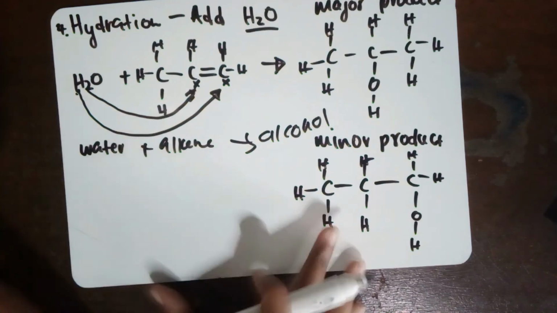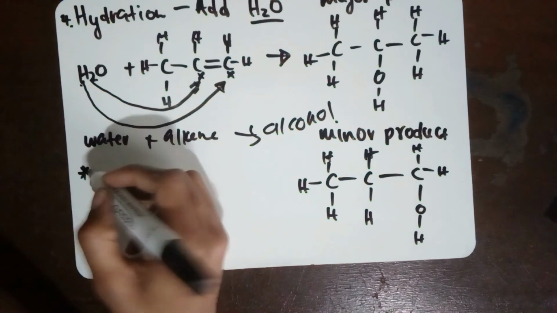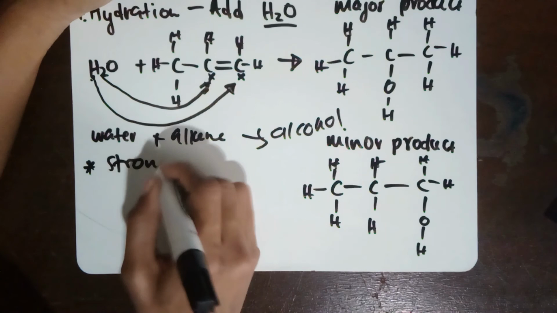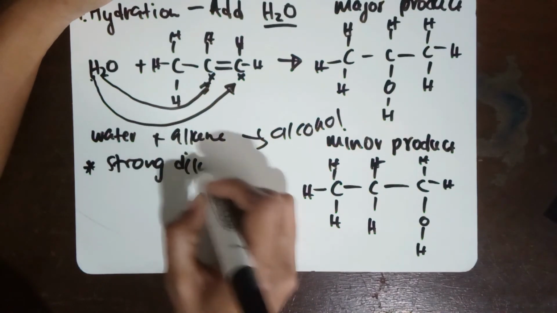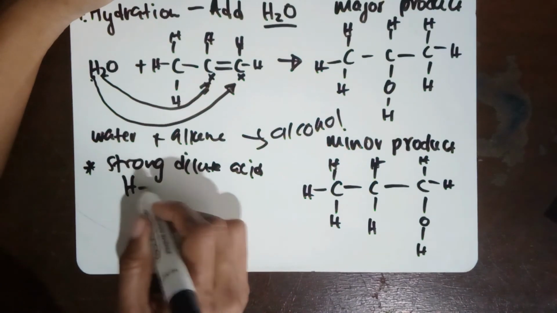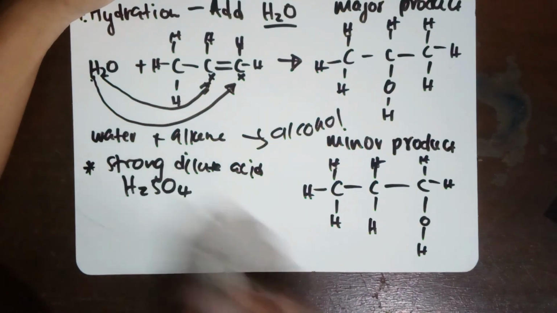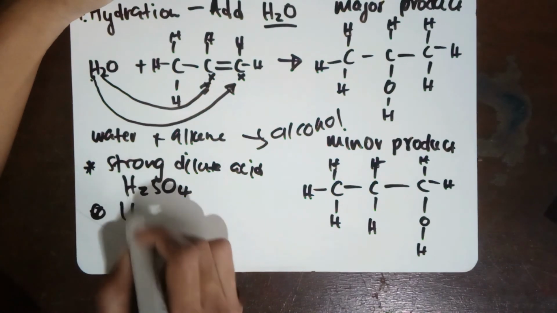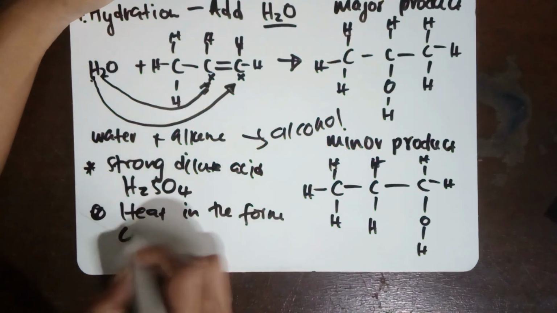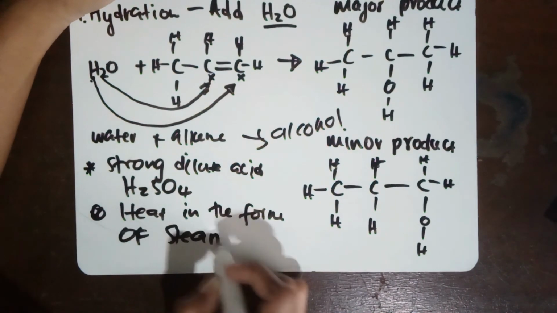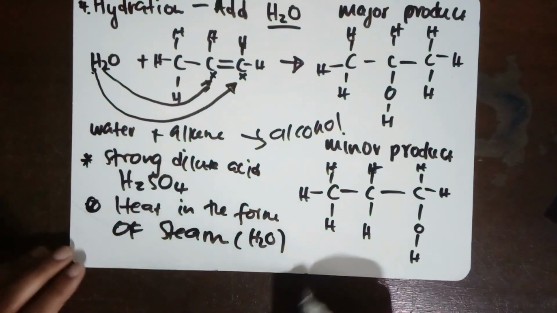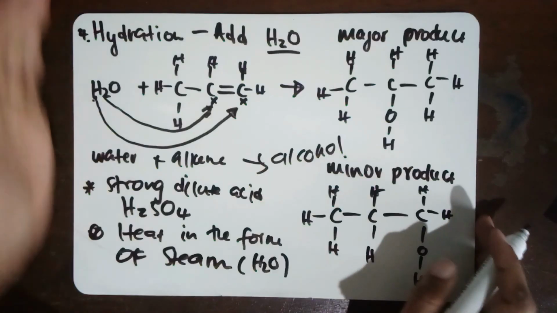So, like I mentioned, a few important things are some reaction conditions. For this reaction to proceed, you need a strong dilute acid. The most common will be H2SO4, sulfuric acid, right? And then you also need heat in the form of steam, meaning that's H2O, right? Reactant.